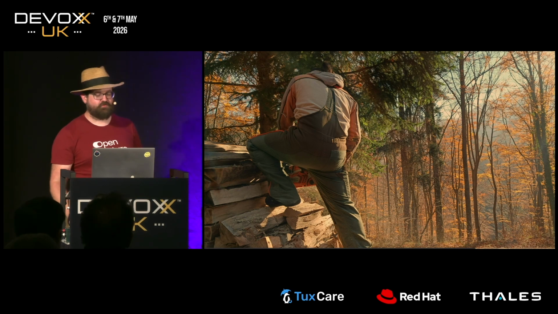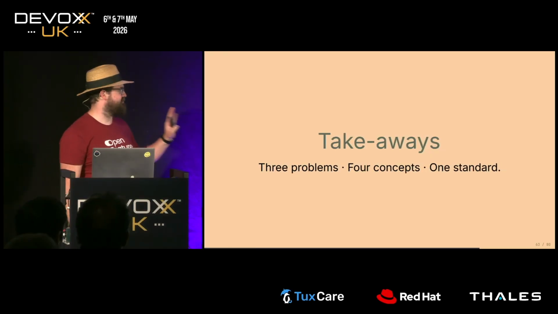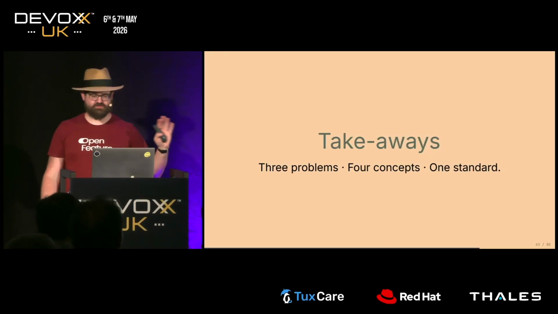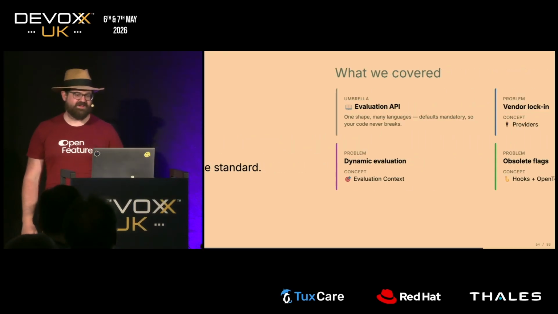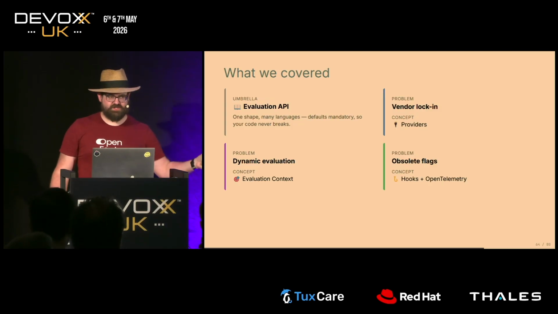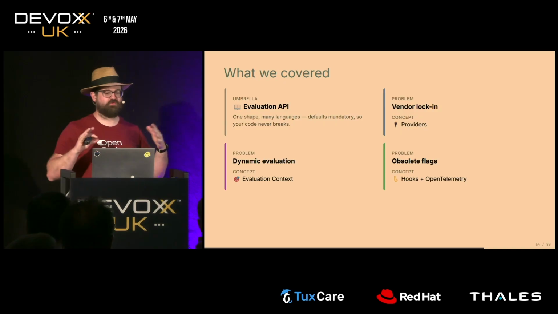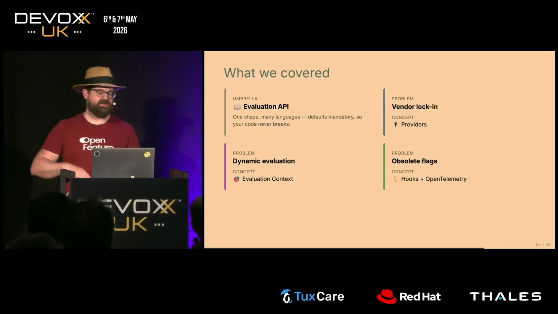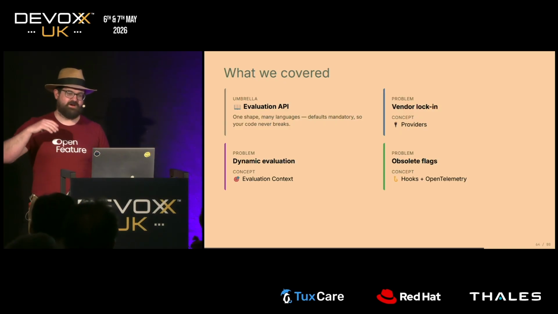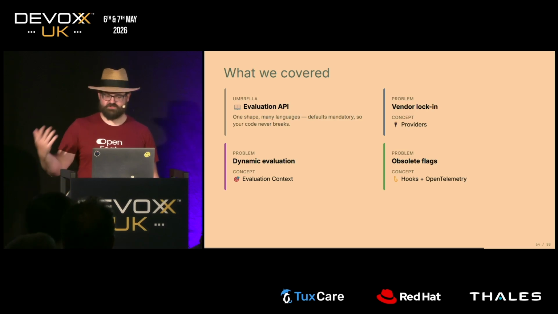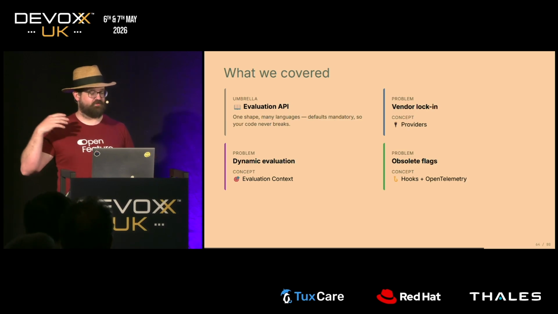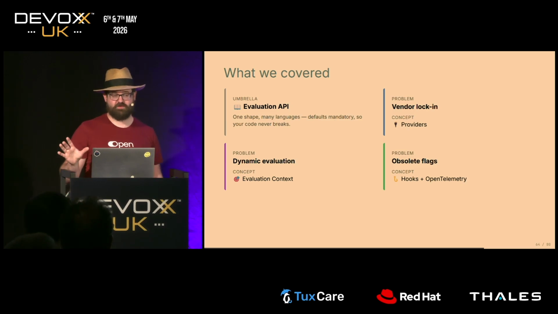So, what are the key takeaways I have shown you now? We had 3 problems. I showed you 4 concepts for 1 standard. On the one hand, we have the evaluation API. That's, from a developer perspective, the thing you need to know when you want to work with feature flags. It's just a simple call with the client how you can do feature flag evaluations. It's also important that we never break your code and that we have this fallback value in there.